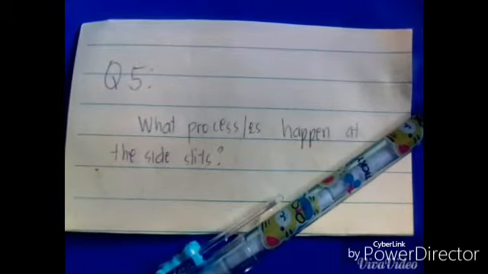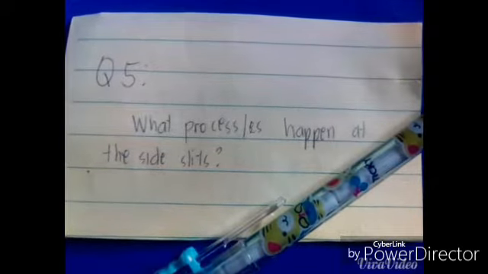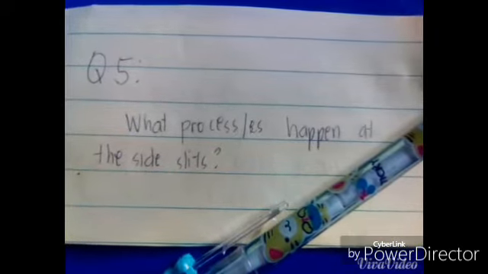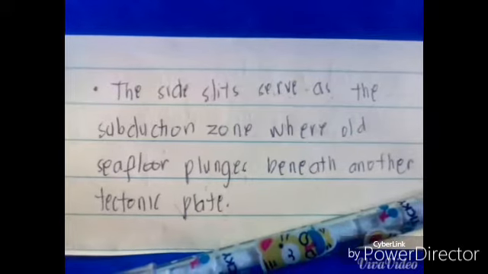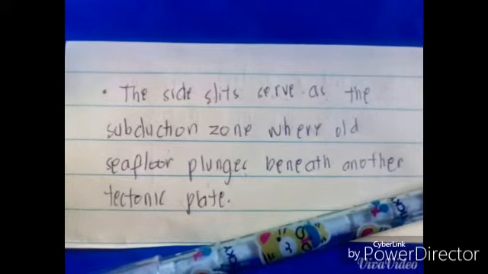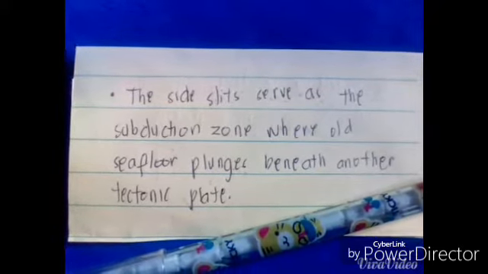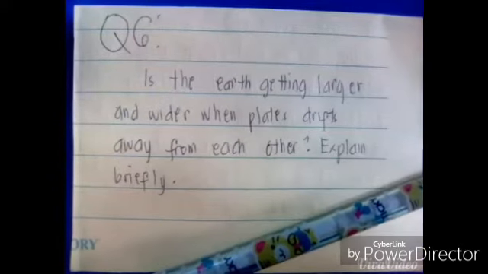Question number 5. What processes happen at the side slits? The side slits serve as the subduction zone where old seafloor plunges beneath another tectonic plate.